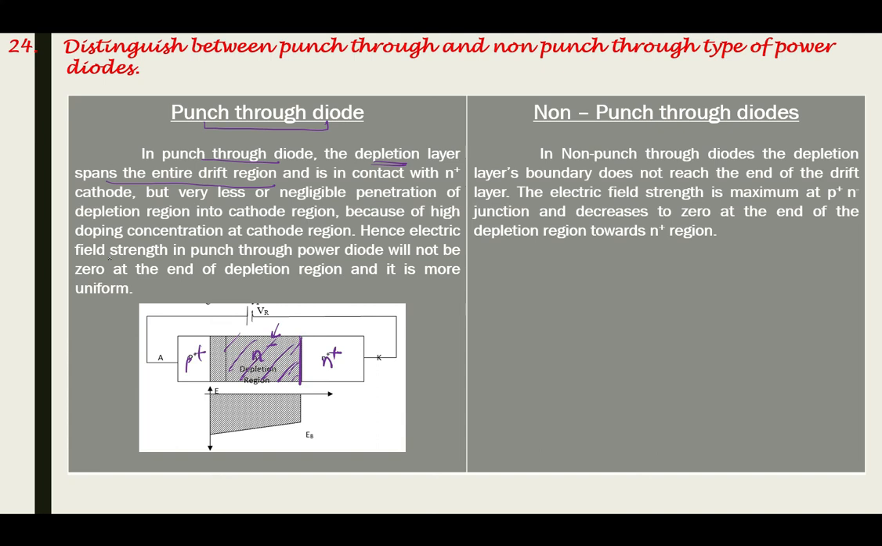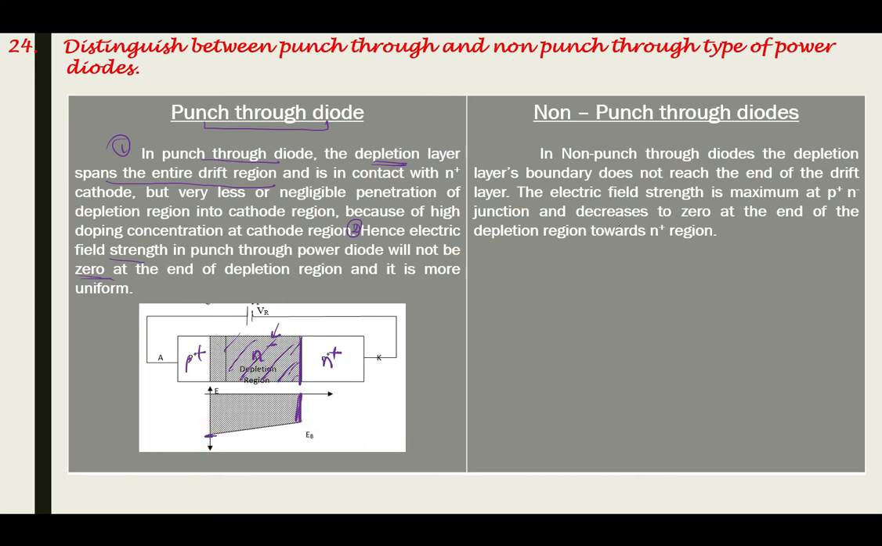Hence the electric field strength, this is one point, and this is another point you need to mention. Hence the electric field strength in a punch through power diode will not be 0. If you see at this junction, it is not 0. It has some potential difference. Some barrier potential will be here, but which is less than this.